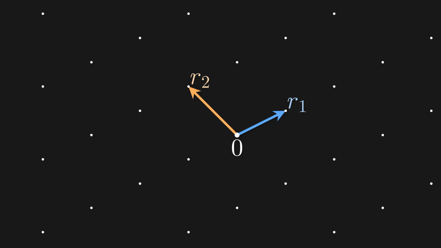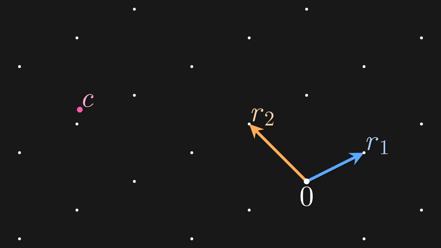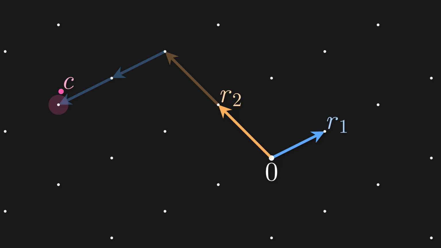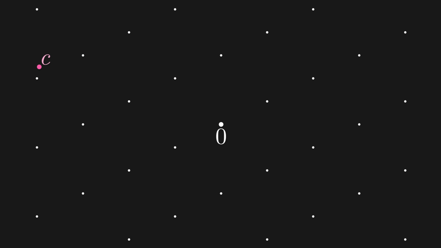Now, I will also give you the point C, and your task is to tell me which combination of R1 and R2 will bring me to the lattice point closest to C. It's pretty easy to see that we can get there by going in the direction of R2 twice, and in the negative direction of R1 twice. Simple enough. But those vectors R1 and R2 are not the only vectors that can give you this lattice.